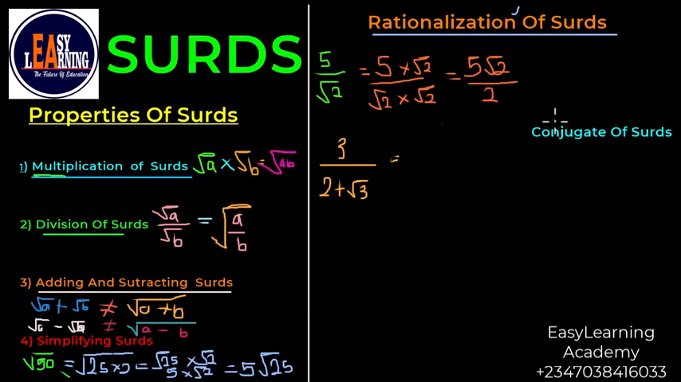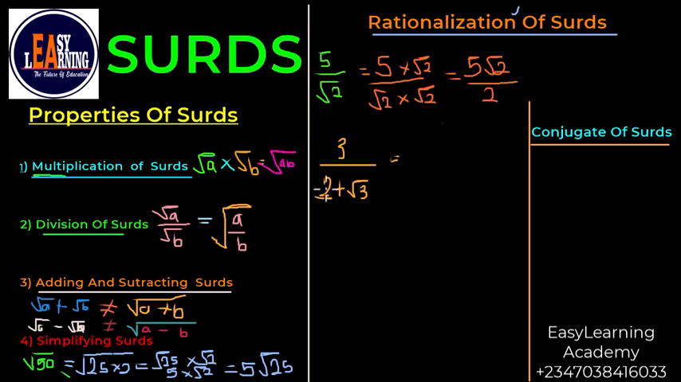And when we are talking about this conjugate of surds, there is something very important, because we use conjugate of surds to be able to rationalize some compound surds like this. Now, what's a conjugate of surds? A conjugate of surds is just us rewriting the compound surd, but this time around with a different sign.